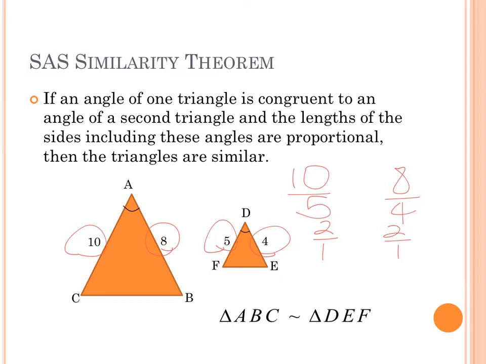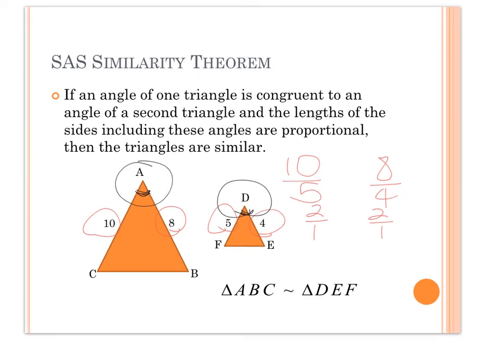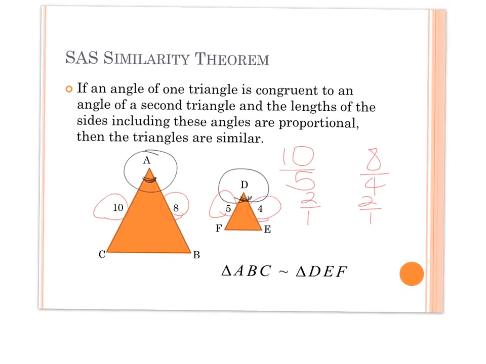So I've got the two pairs of corresponding side lengths that are proportional, and then the angle between them, or the angle where those two sides meet, has to be congruent. In this case, angle A is marked as congruent to angle D. If those are true, then these two triangles are similar, and it would be side angle side similarity.